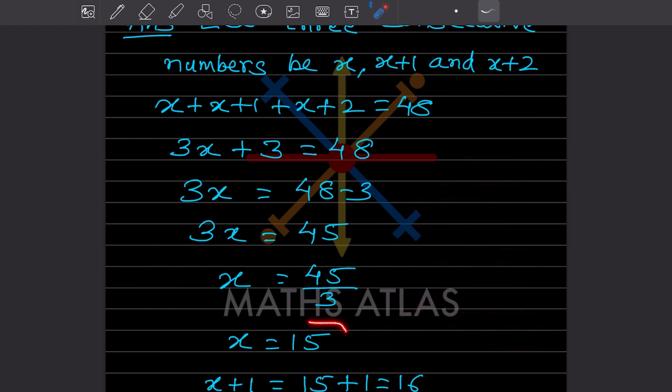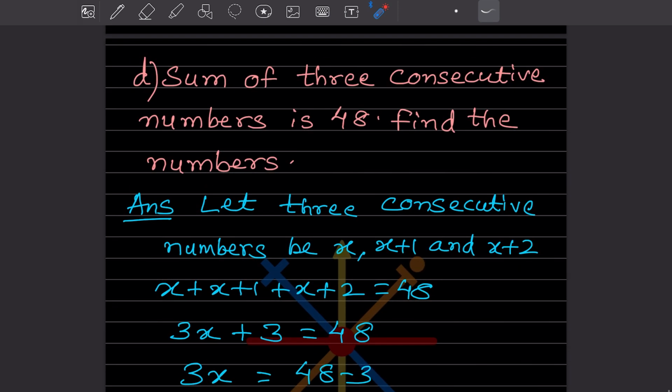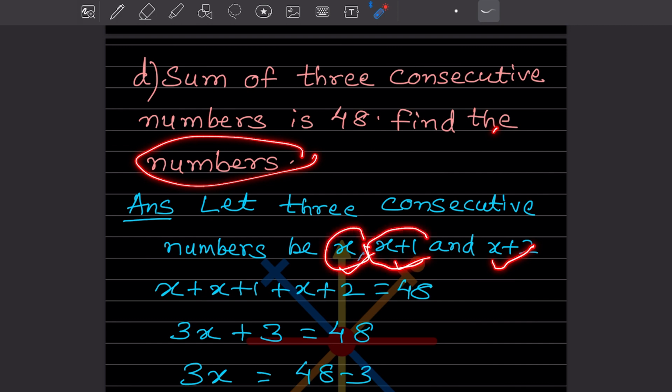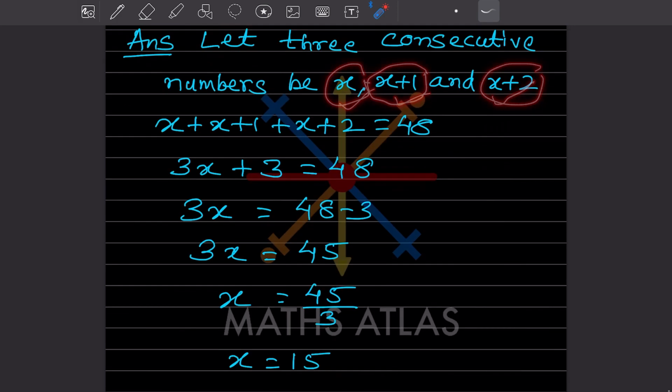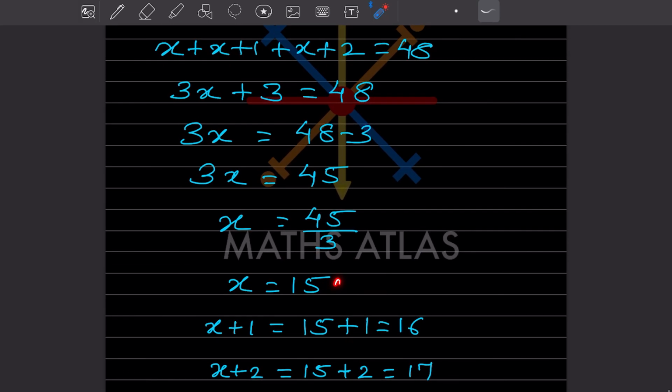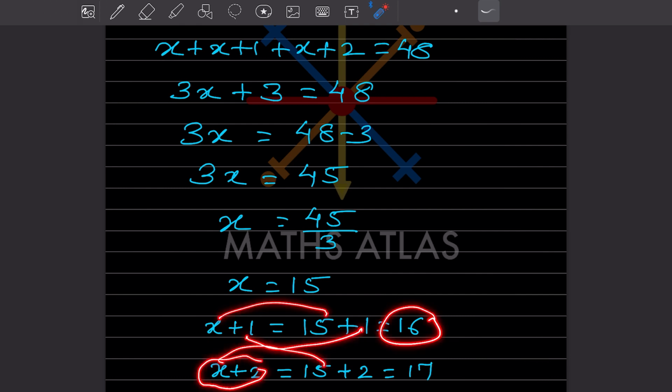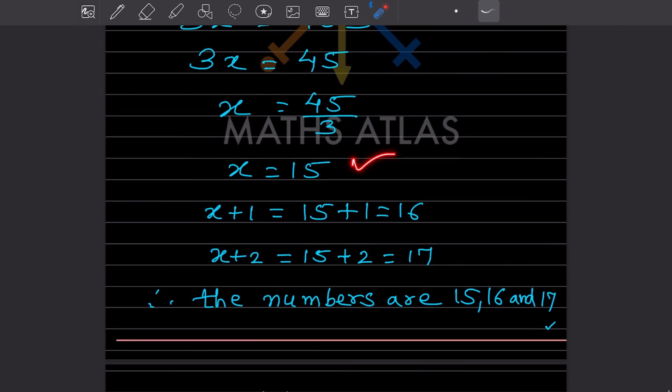Now, you got x is 15. But they have asked to find the numbers. Numbers means all these numbers they have asked for. We got the value of this x. So we now will find out x plus 1 and x plus 2. So now look at here. x is 15. So x plus 1 means 15 plus 1. That is going to be 16. x plus 2, this is x is 15 plus 2. That is going to be 17. So we got 15, 16, 17. So we have to write this. This is very important that the numbers are 15, 16 and 17. You'll see why I should write this one.